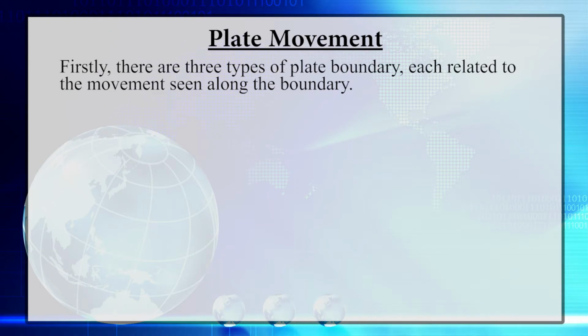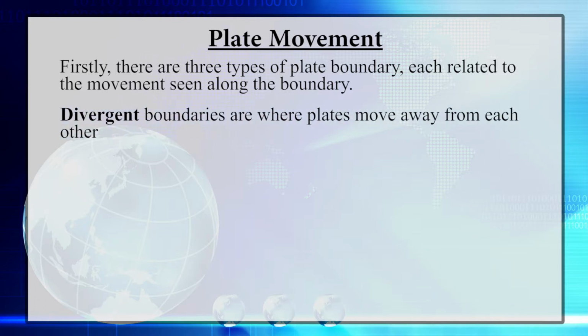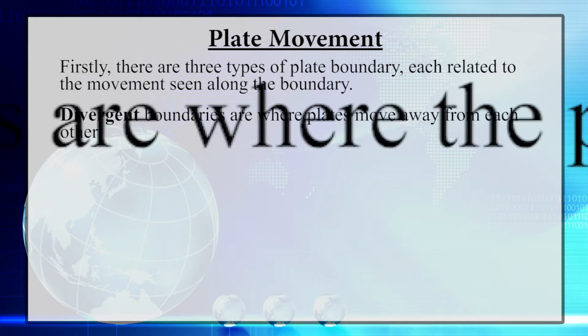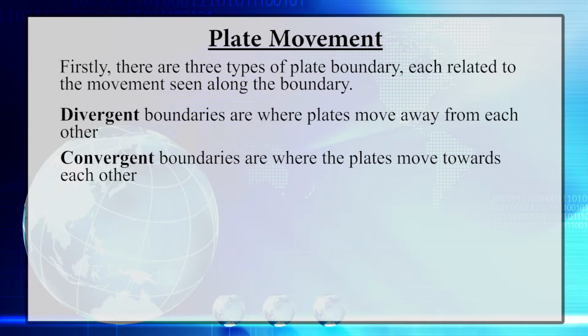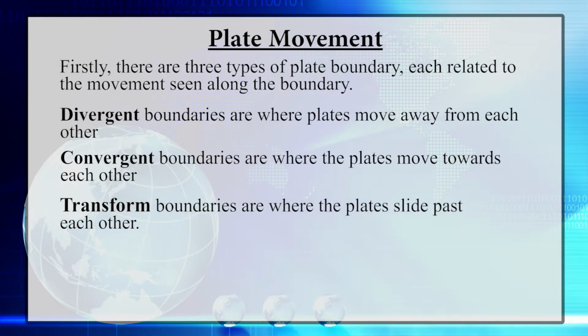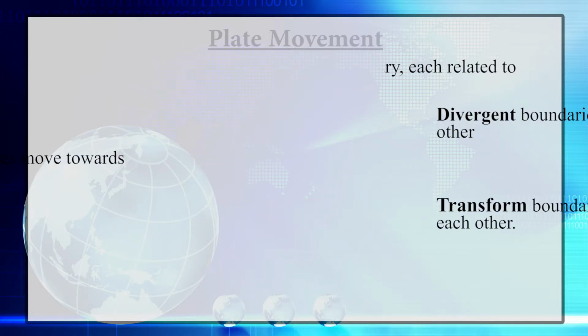Actually, there are 3 types of plate boundaries, each related to the movement seen along the boundary. Number 1, divergent boundaries, where the plates move away from each other. Second one is convergent boundaries, where the plates move towards each other. And third one is transform boundary, where the plates slide past each other.